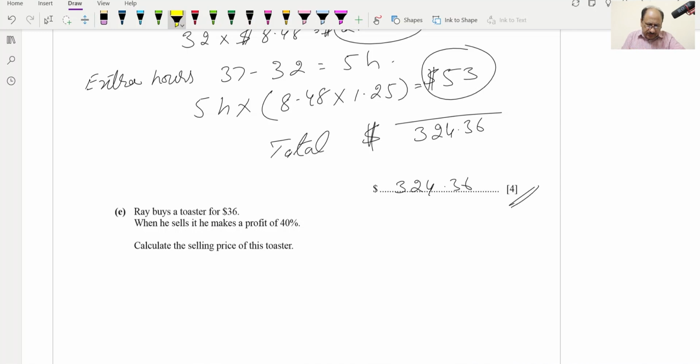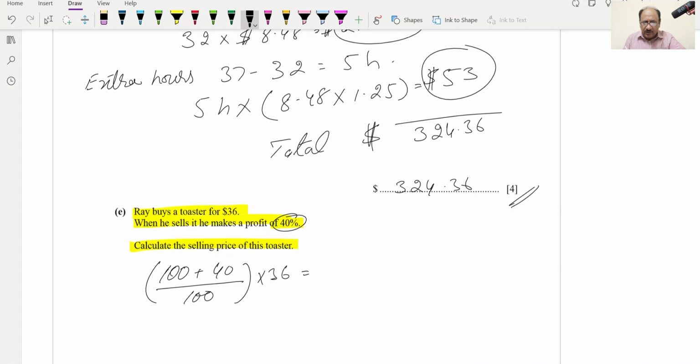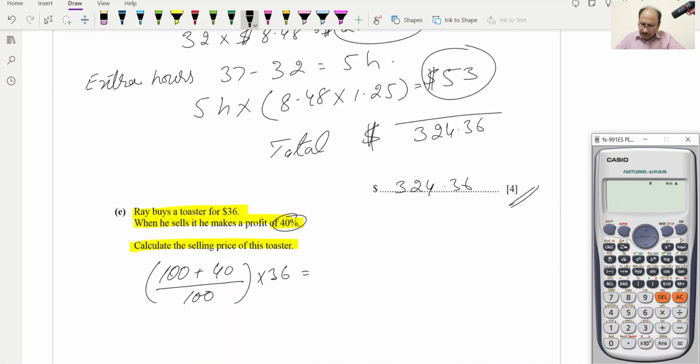C part says Ray buys a toaster for $36. When he sells it, he makes a profit of 40%. Calculate the selling price of this toaster. So how are we calculating? For profit, it is cost price plus the rate of profit divided by 100. If it is loss, then instead of plus we write minus, and this will be multiplied by $36 and we will get the amount, which will be our answer.